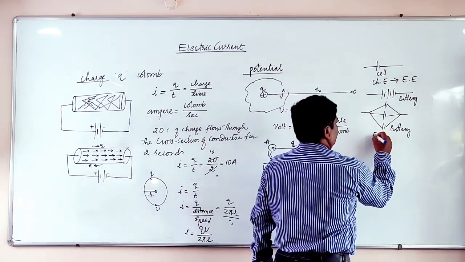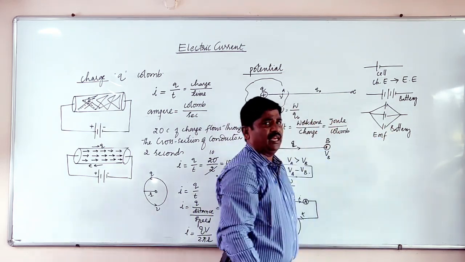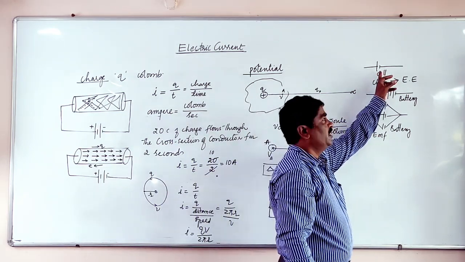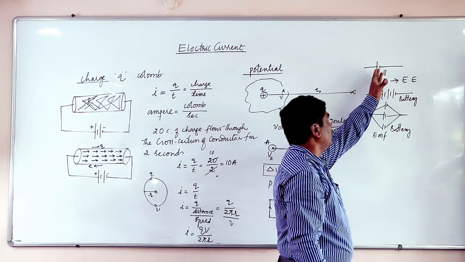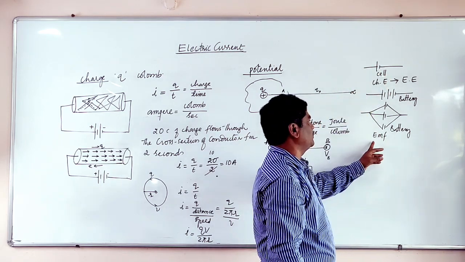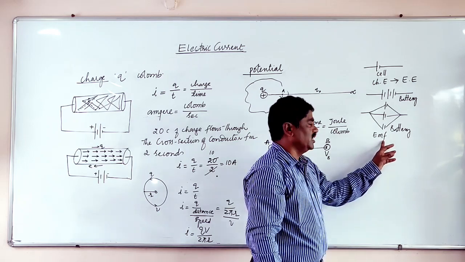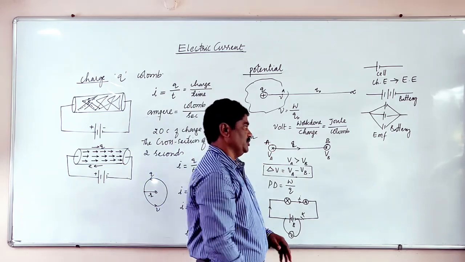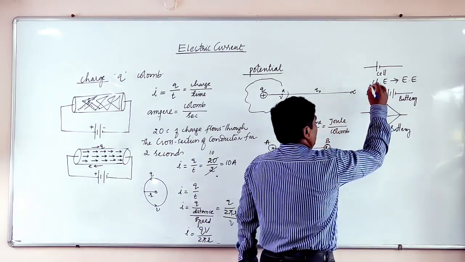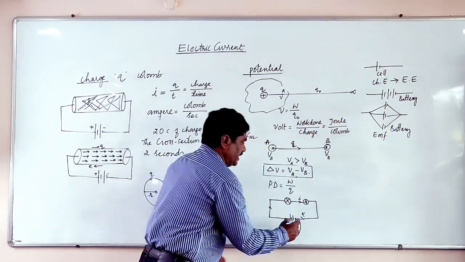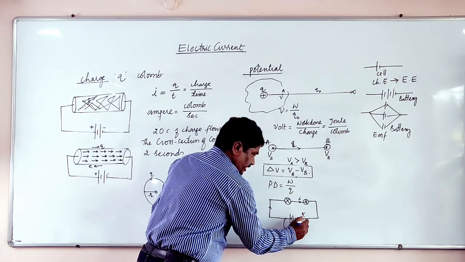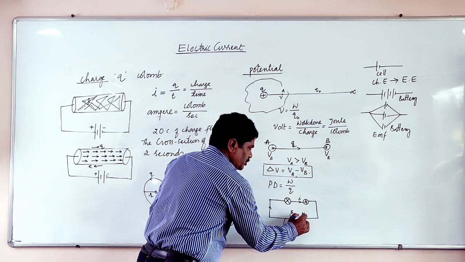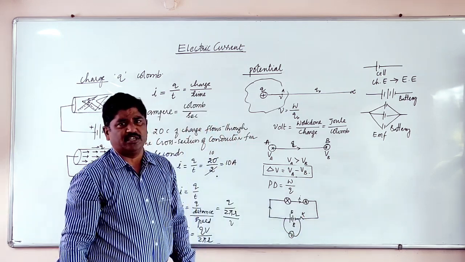Their EMF, electromotive force, is the energy within the cell that drives the electrons into the circuit. Accidentally this term is referred to as a force, but it is energy. When the key is open, this is only the EMF. But if the key is closed, this becomes a potential difference.